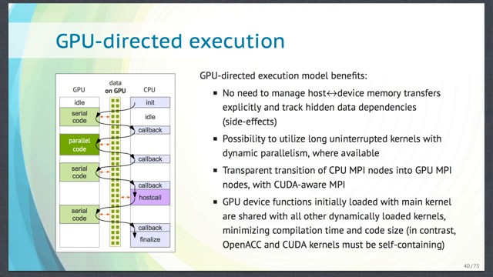Actually, the main reason we decided on this is the transparent transition of CPU MPI nodes into GPU MPI nodes. So previously, what we had on the CPU is mostly taken on the GPU, with the exception of non-portable codes where we don't have source code available, system call libraries, and loops that are inefficient on the GPU. Everything else is just on the GPU, as if the GPU is the main device in the system. That will probably be true in the very near future.